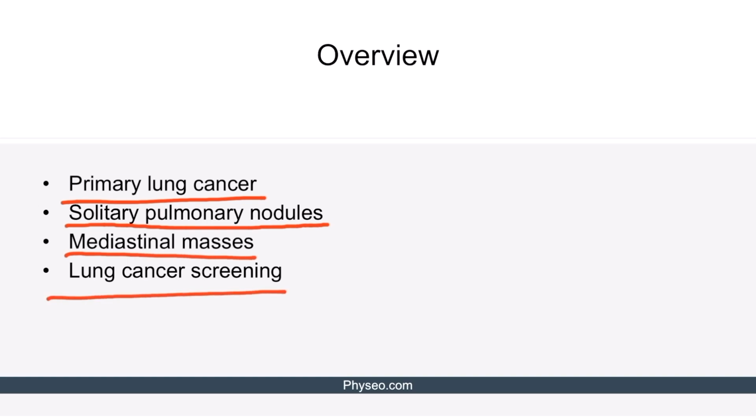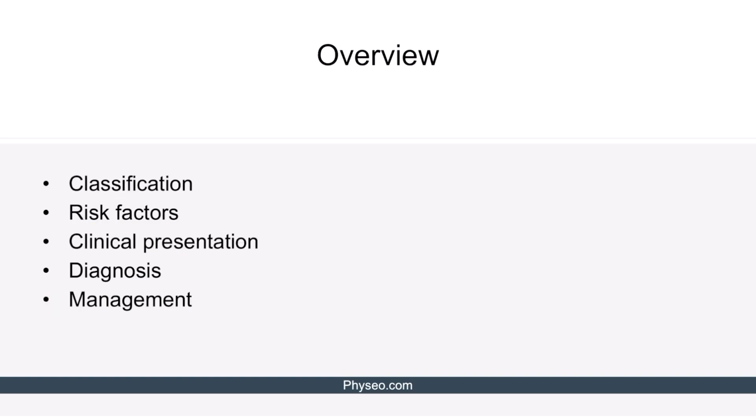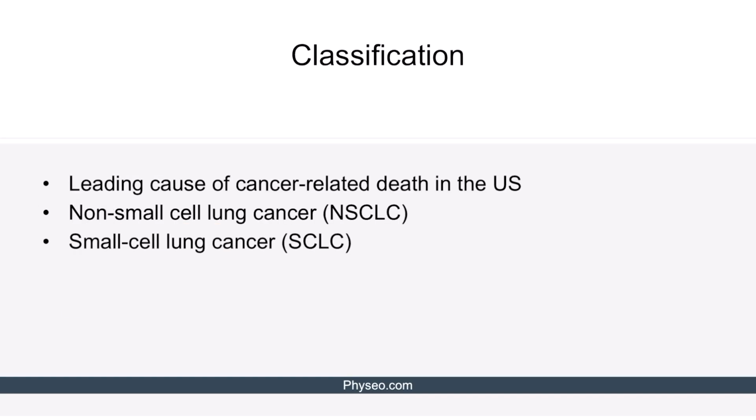Let's start with primary lung cancer. With regards to primary lung cancer, we'll be discussing classification, risk factors, clinical presentation, diagnosis, and management. Let's start with classification. Lung cancer is the leading cause of cancer-related deaths in the United States.